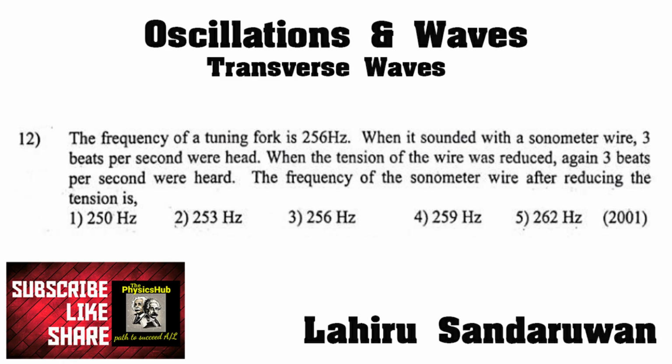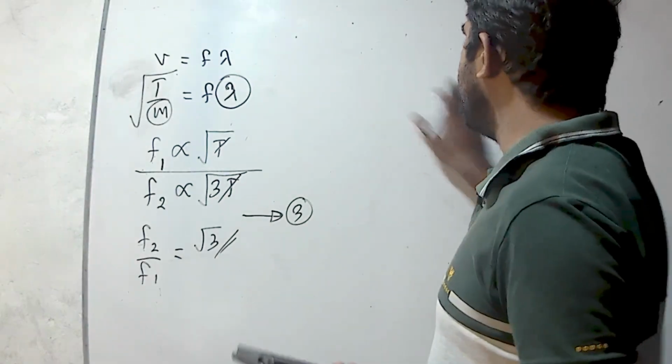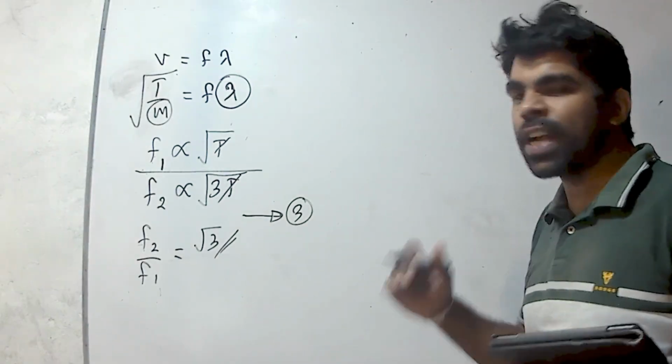The frequency of a tuning fork is 256 Hz. When it is sounded with the sonometer wire, 3 beats per second were heard. When the tension of the wire is reduced, again 3 beats per second were heard. The frequency of the sonometer wire after reducing the tension is? We know that beat frequency is the difference of frequencies.